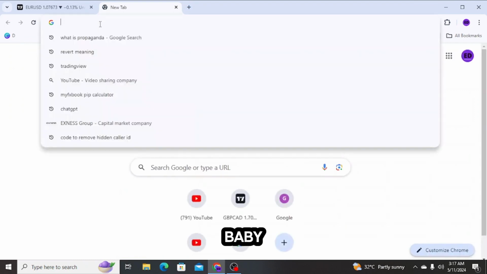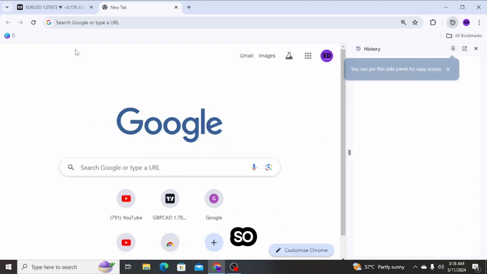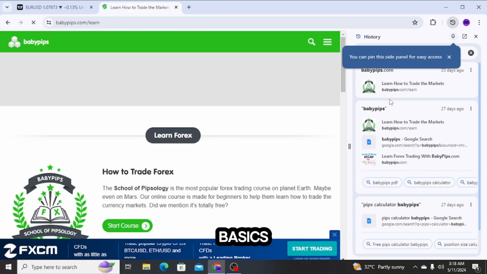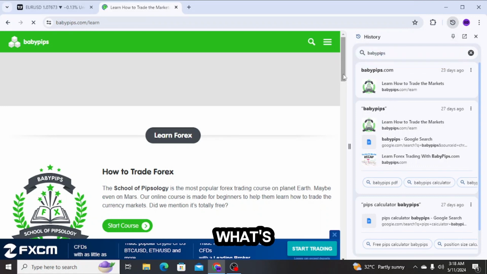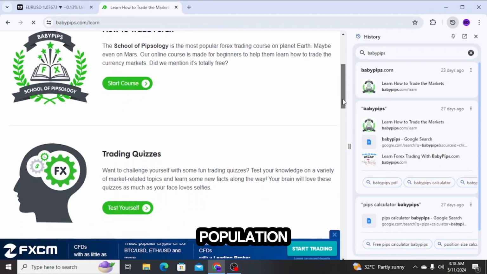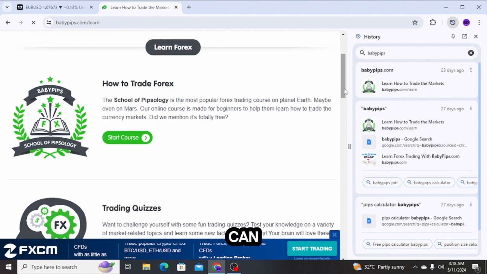If you are totally new to forex trading, I'll obviously advise you to come to this platform called BabyPips. If you go to your browser and open babypips.com, here is where you start learning everything concerning the basics of forex trading: what forex is, how to trade it, pip calculation, and by the end of every section they have a quiz. You can see that I'm also going through the course myself.